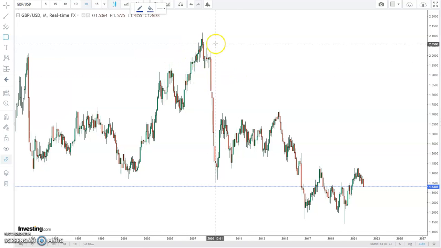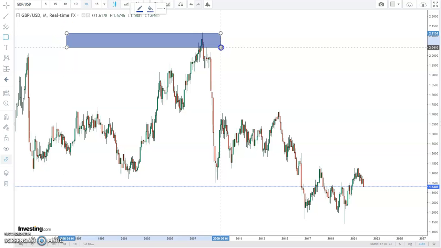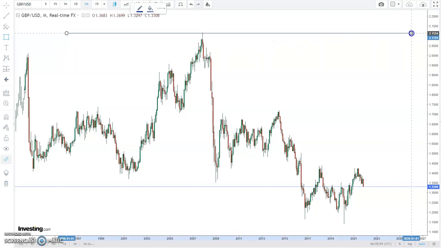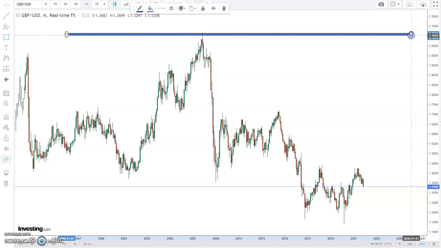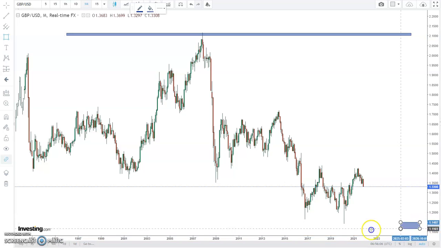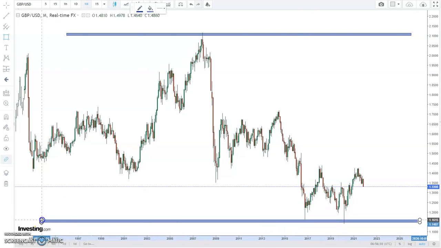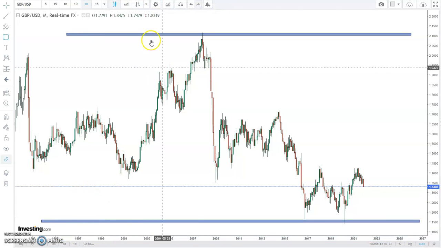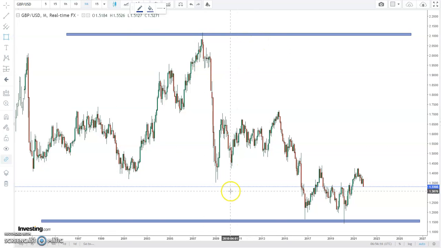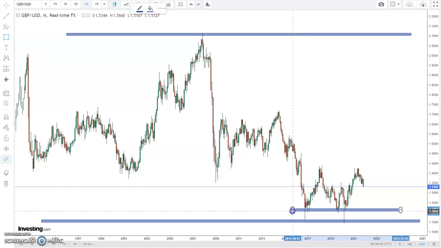So what I'm going to do now is I'm on a monthly chart. I start off and I put in my resistance, which is on the top. I put in my support, which is at the bottom, just so we can understand where price is in terms of resistance and support. And I work my way in. So if support is right at the bottom there, where is the next area of support?